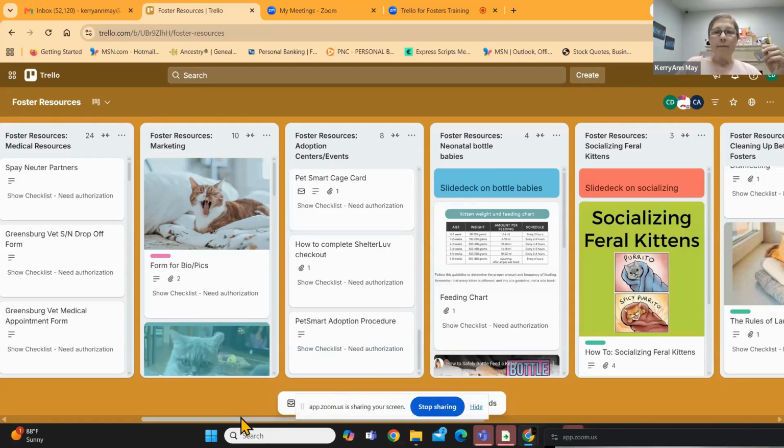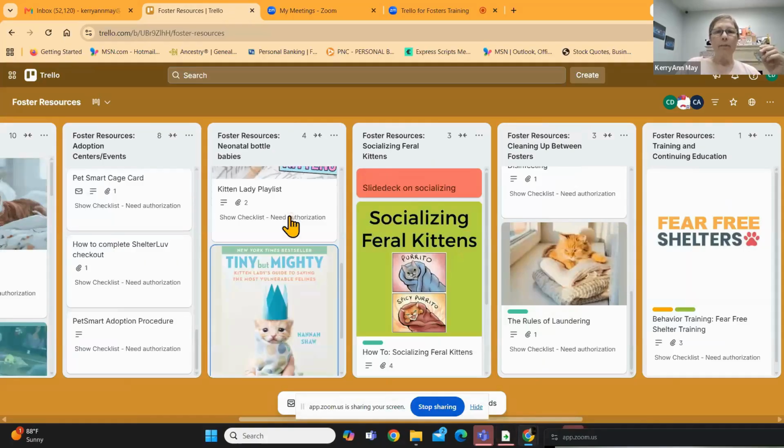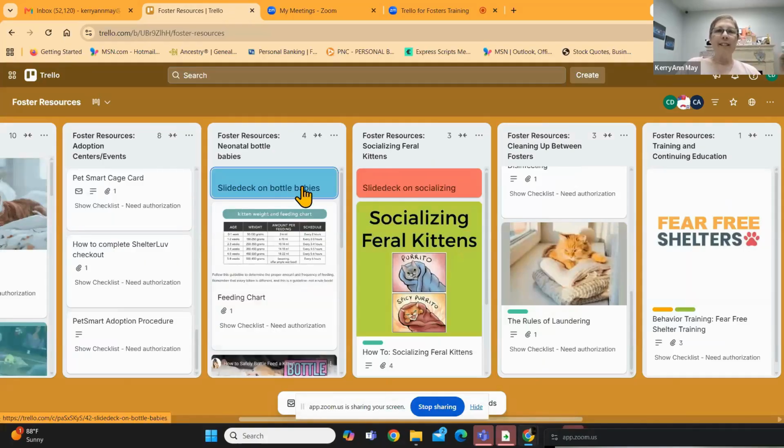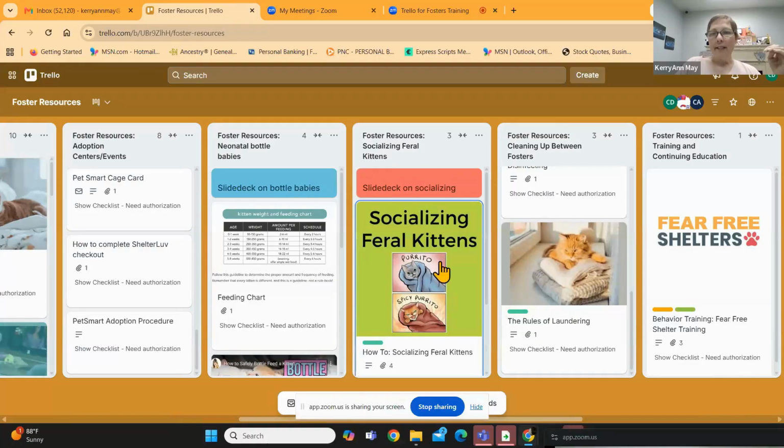And then we get into some specialized stuff. So we have neonatals. Those are bottle babies, and there's lots of resources in here for bottle baby fosters, quick reference kinds of things. Socializing feral kittens. Those are one of my favorites. I just love the ferals. And they really are spicy. So there's some information there.